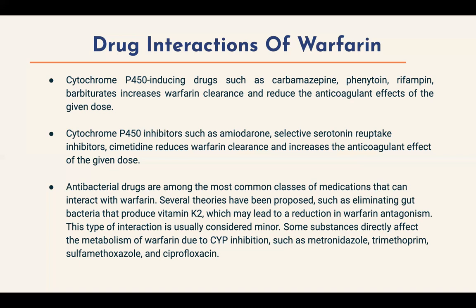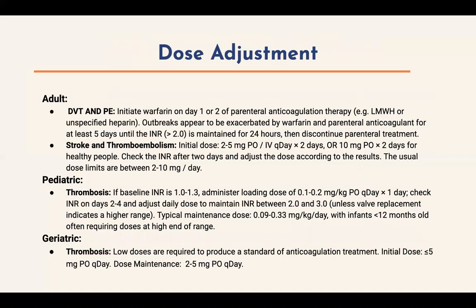Some substances directly affect the metabolism of warfarin due to CYP inhibition. So, therefore, warfarin cannot be given with cytochrome P450 inducing drugs, while it can be given with cytochrome P450 inhibitors. Adjustments of warfarin are needed in an adult if an adult suffers deep vein thrombosis and pulmonary embolism.